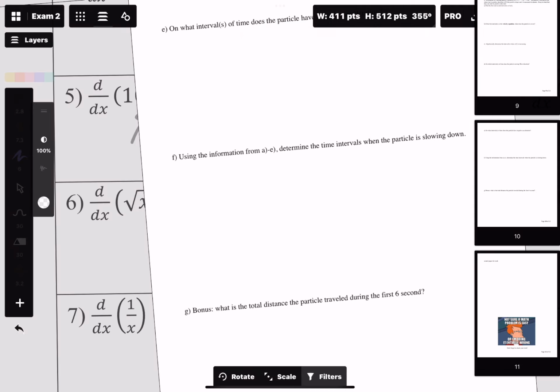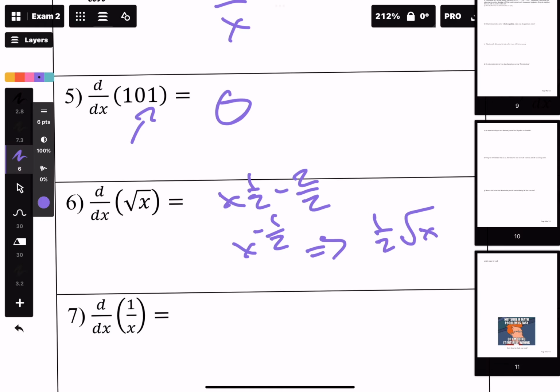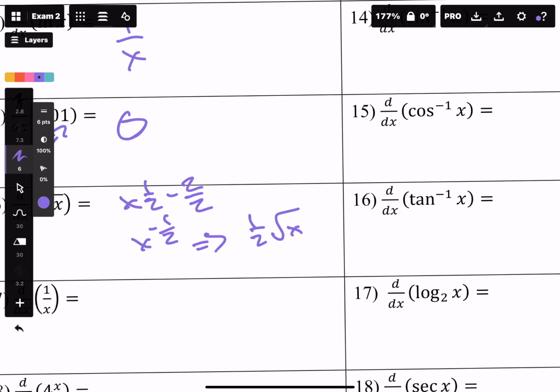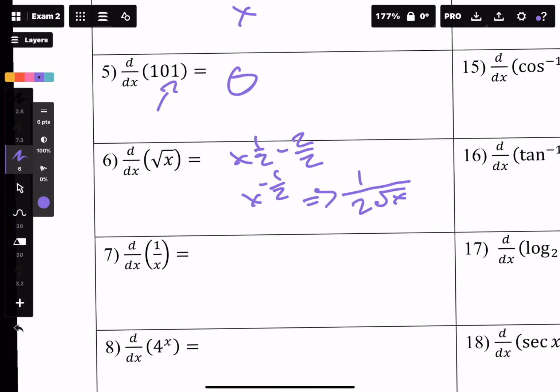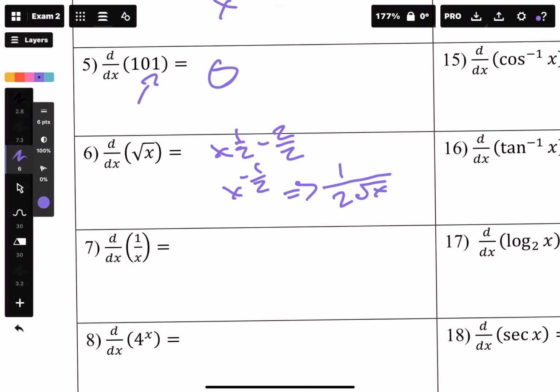But I did not write that properly. Oof, excuse me. Let's rewrite this properly. 1 over 2 root x. There we go. It's also pretty easy to memorize, as you can just see.